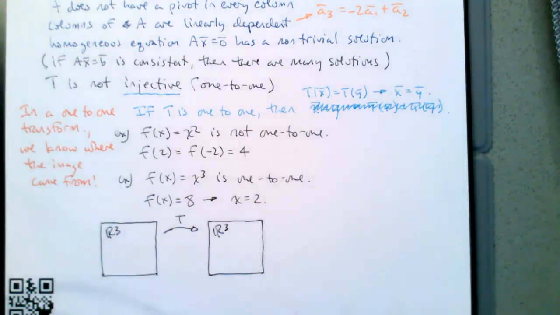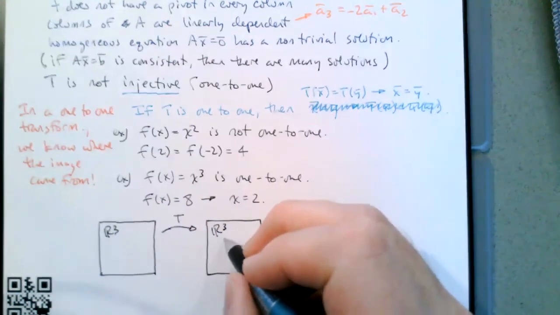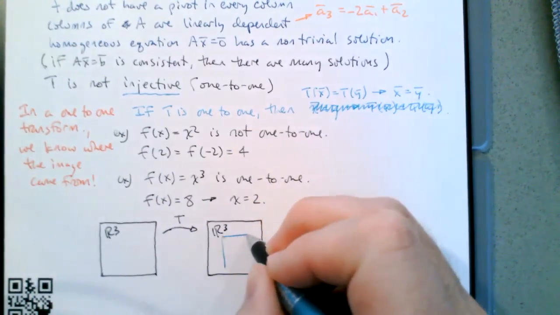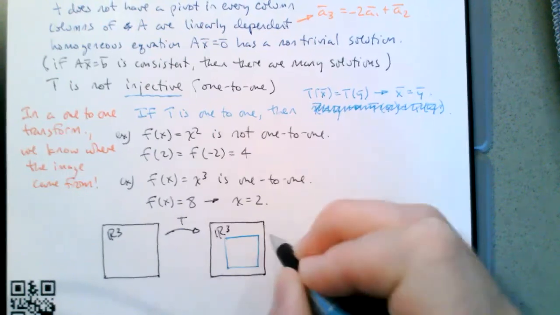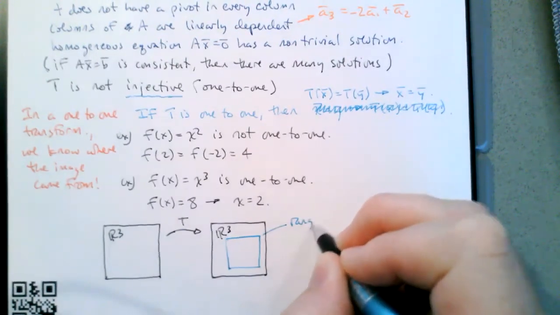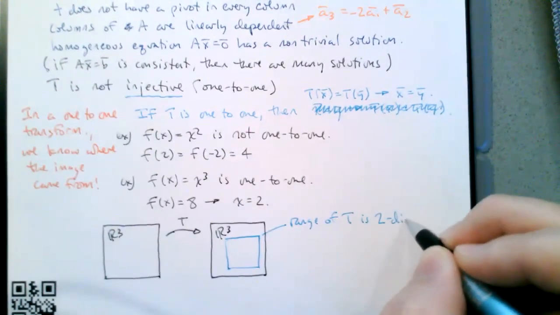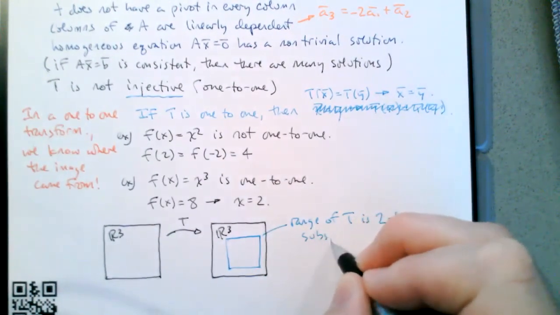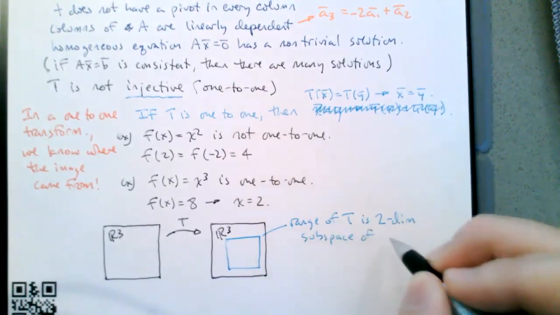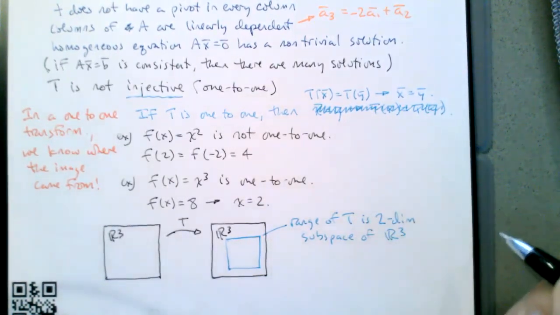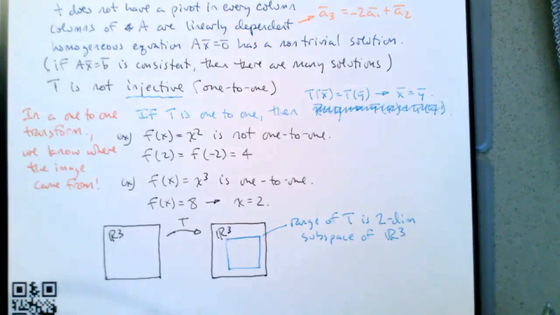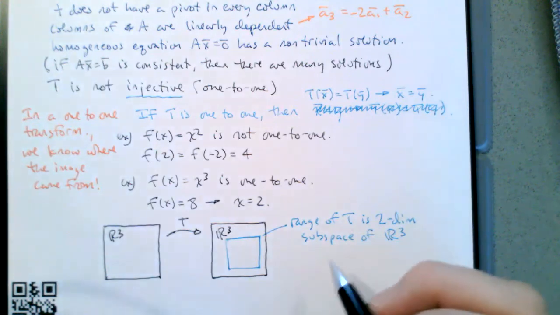Ranges are blue. So we know that the range of T is a two-dimensional subspace of R3. If it's a two-dimensional subspace of R3, that means there are going to be two vectors in a basis.